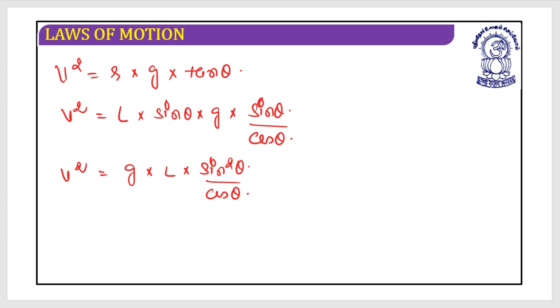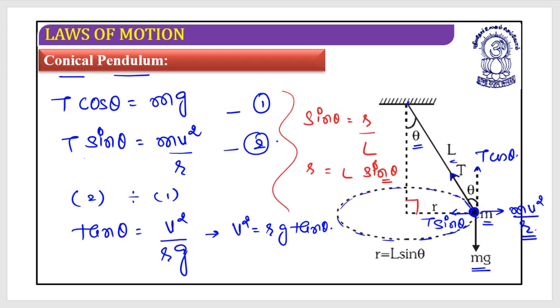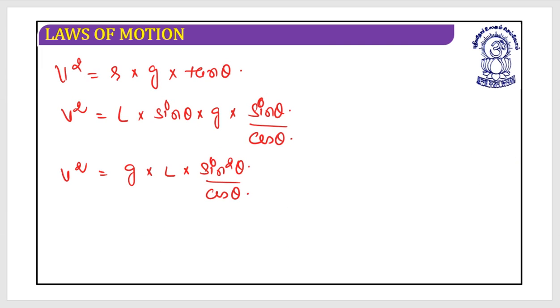I hope this is clear. Is it clear? Are there any doubts in this? No? Great. So this is v square.